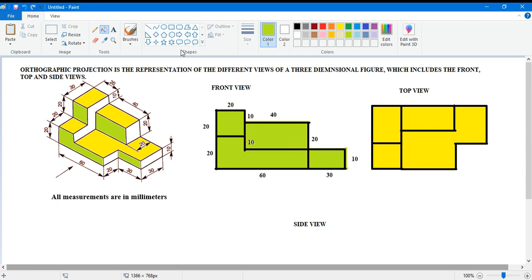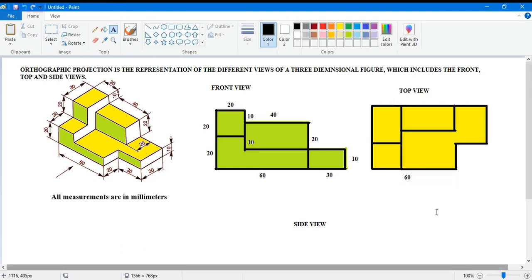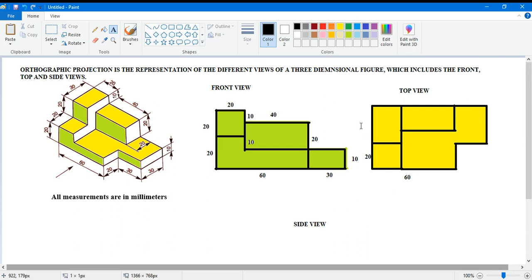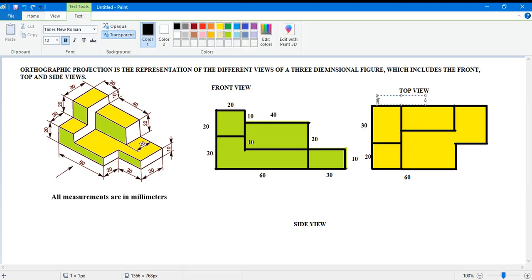We have the front, we have the top, the measurements. We know the measurements. What will be the measurements? From this to this is going to be 60. Here to here is going to be 60. This to this is going to be 20. From here to here is going to be 30. This section here is 20. This right here is 40.